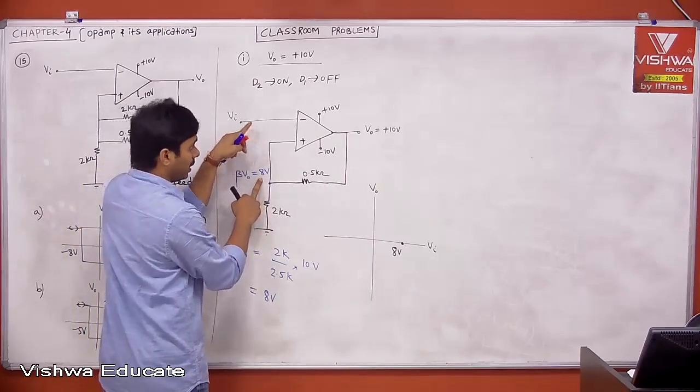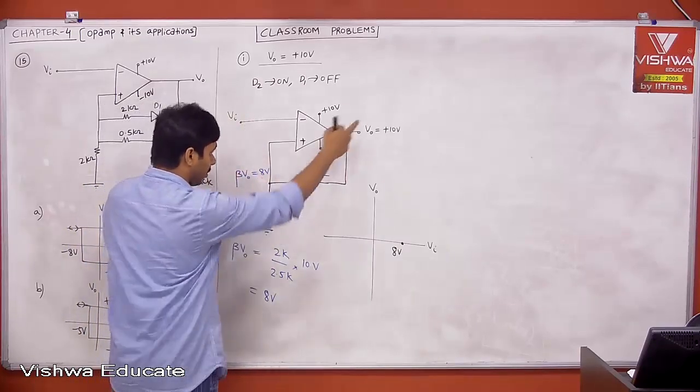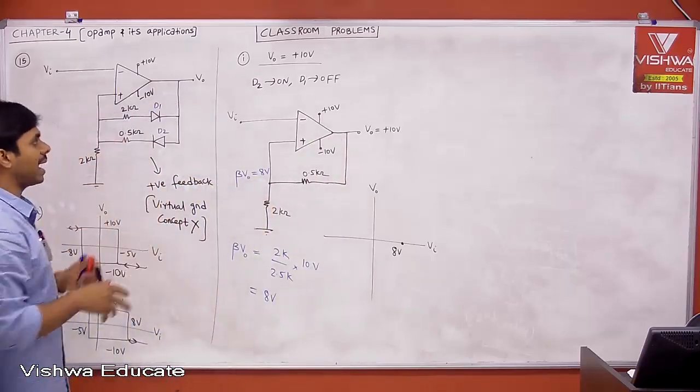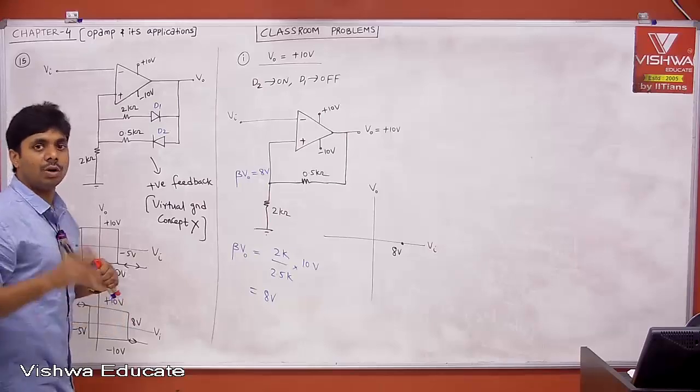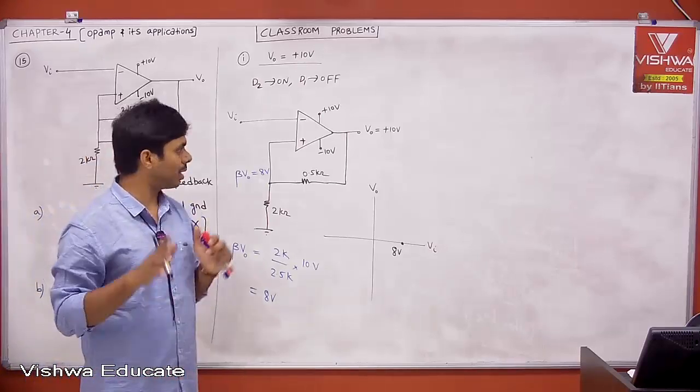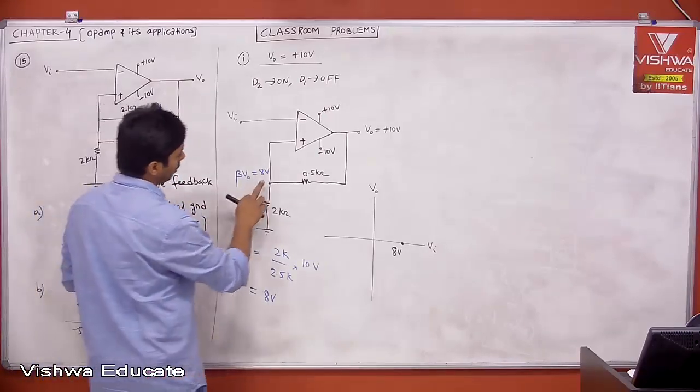But don't say this is 8. No. That is driven by Vi. This is driven by V0. There is no tracking. Our virtual ground concept is valid only when the op amp is in negative feedback. Okay, that is fine. Now this is 8 volt.